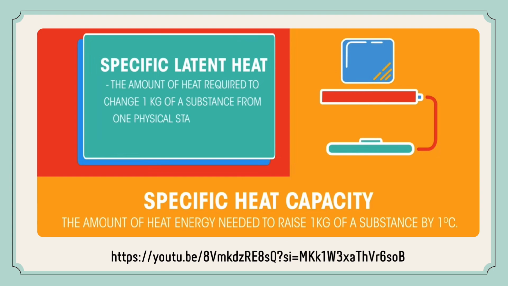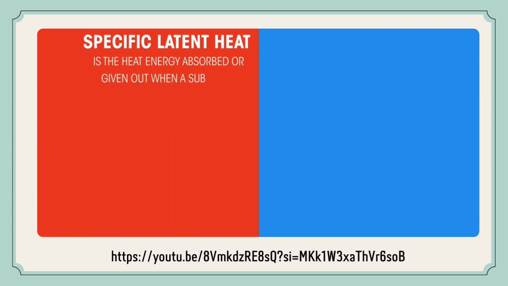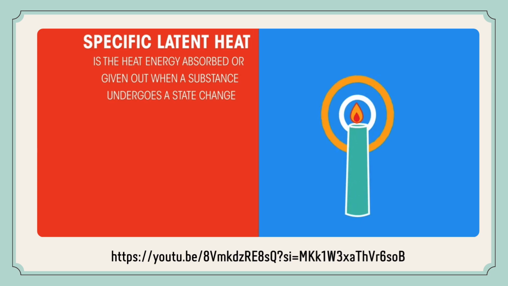Specific latent heat is defined as the amount of heat required to change 1 kilogram of a substance from one physical state to another without any change in temperature. So specific latent heat is the heat energy absorbed or given out when a substance undergoes a state change. For example, the heat energy absorbed when a candle burns and a solid wax melts.